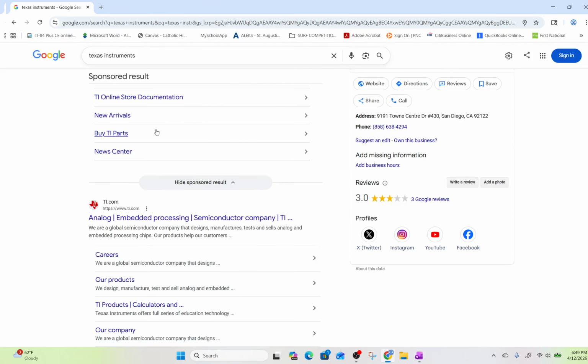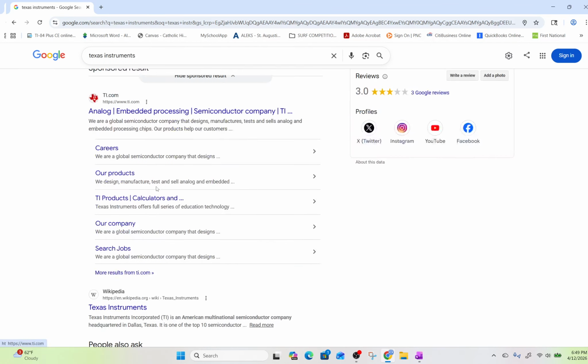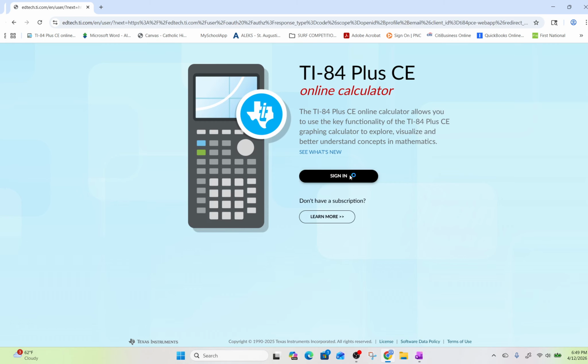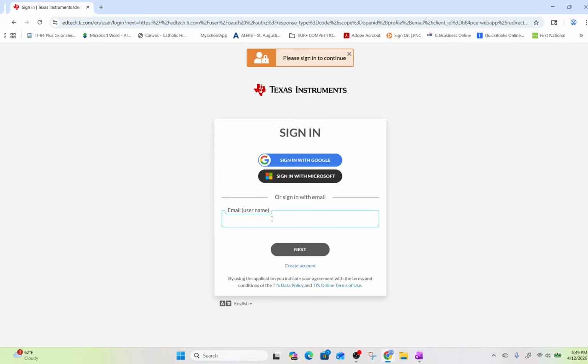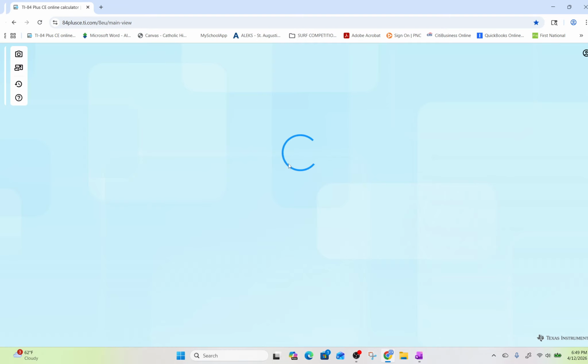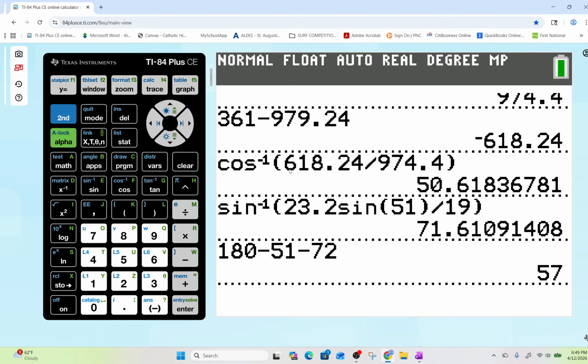Let me go to my Texas Instruments account, right? Oh, goodness. There we go. A little bit of a flex there, guys. I just click sign in for me. Boom. I'm a calculator.